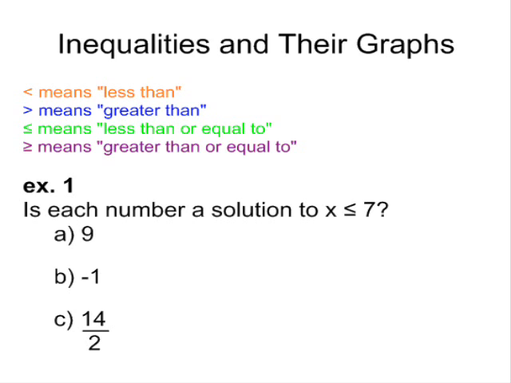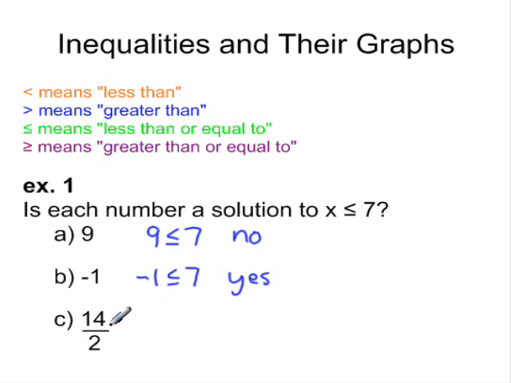In example 1, the question is whether each number is a solution to x is less than or equal to 7. And all we're going to have to do is just plug it in. So instead of writing an x, we're going to write 9 is less than or equal to 7. Is that a true statement? Is 9 less than or equal to 7? No, 9 is not less than 7, so that means that this is not a solution. B, we have -1, so we're going to write -1 is less than or equal to 7. And that is a true statement because -1 is less than 7. So we'll write yes for this one. It works.